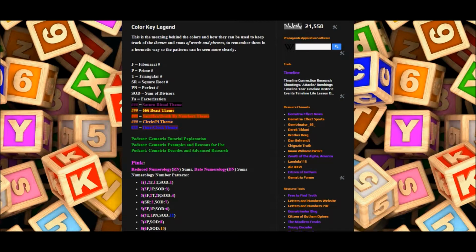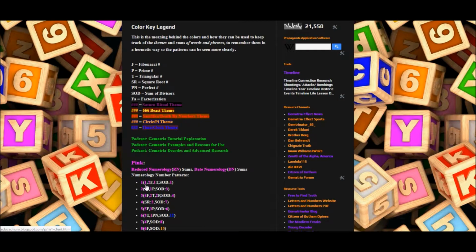As you see down here where it says pink, you've got the reduced numerology sums or date numerology sums, which are both pink, referencing anytime there's just a singular number. Sometimes it's going to be a date number, and sometimes it's going to be just a word number, which means it's a reduced number from a date or a reduced number from a word after decoding.